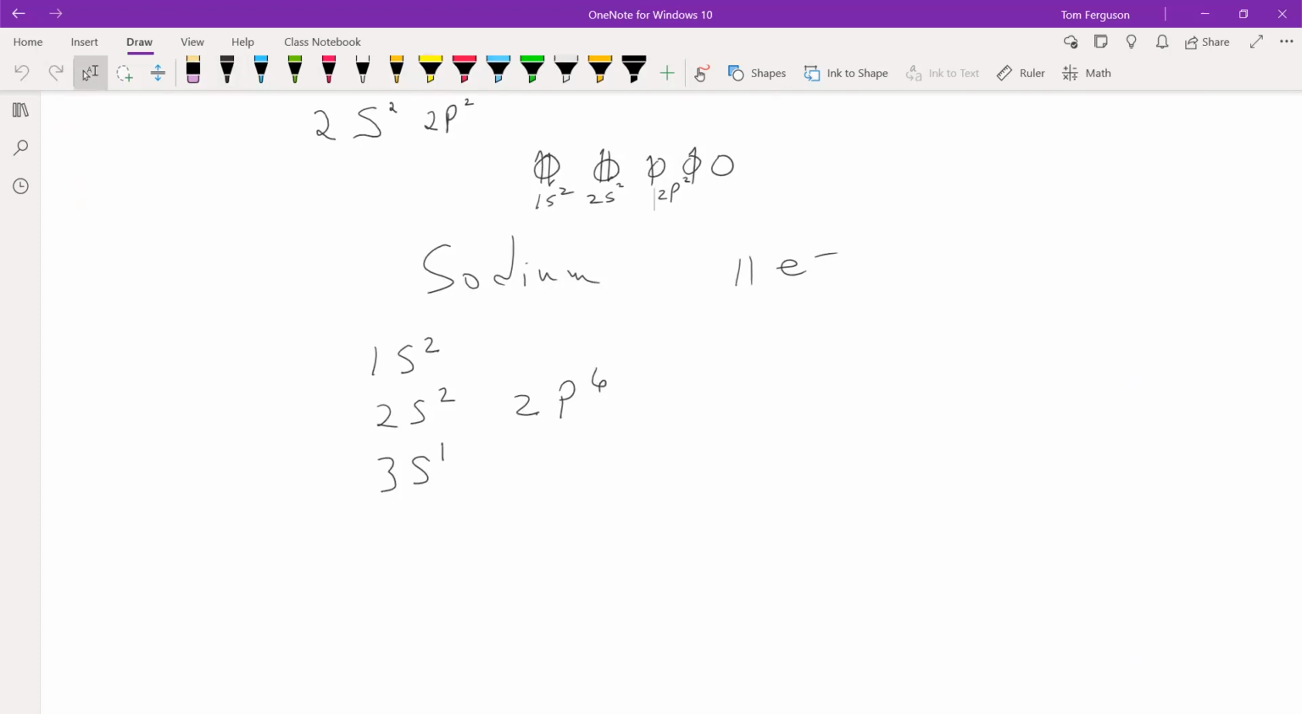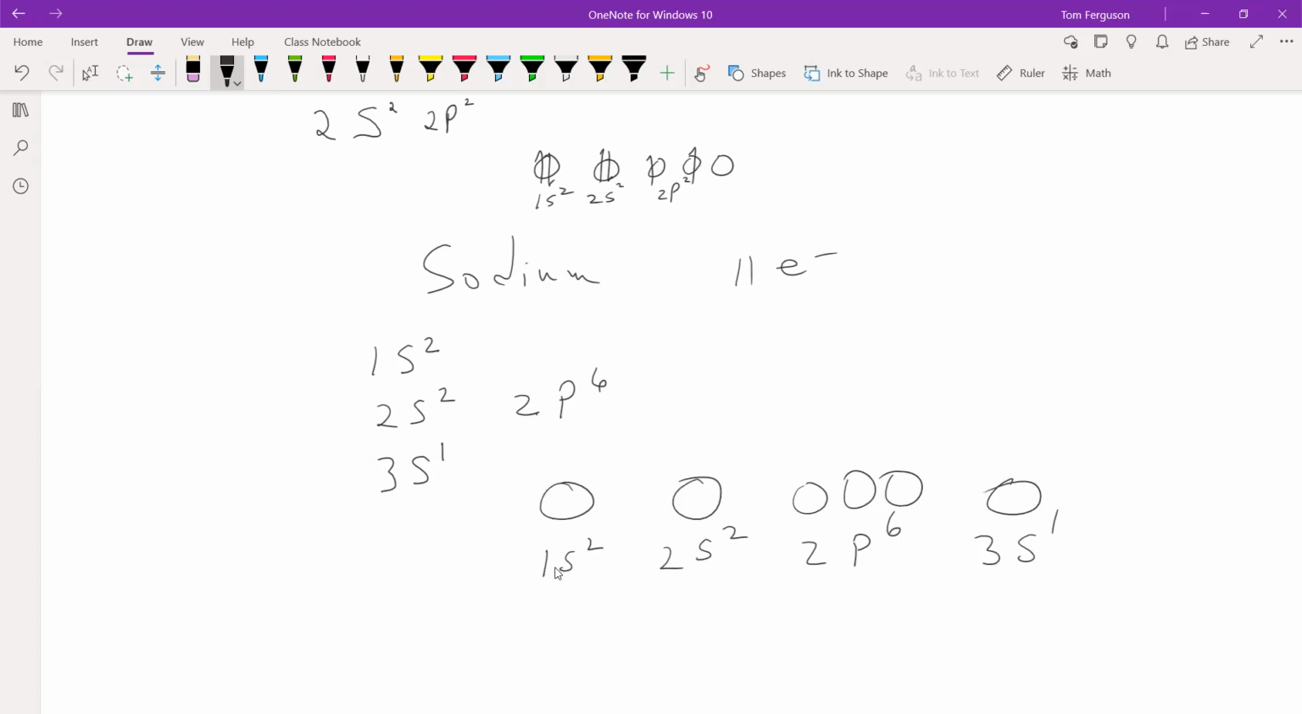Okay, let's look at the orbital diagram now. I'm going to spread this out. So just like before, now I'm going to fill it all in. Notice how I filled in the P's. I did 1, 1, 1 before I started pairing them up.